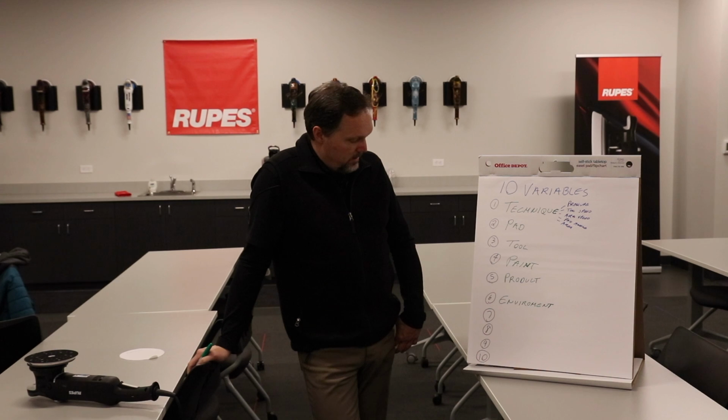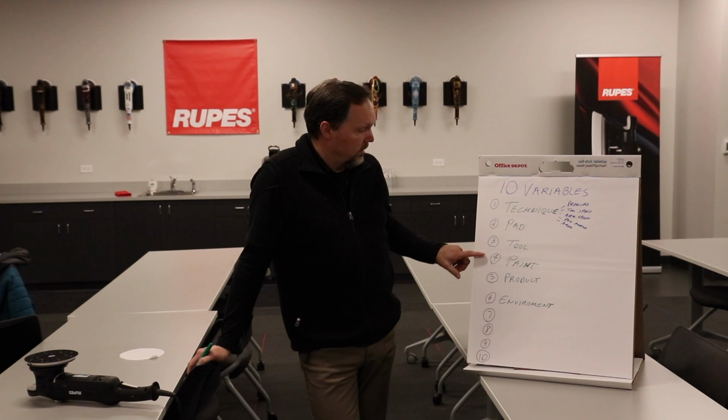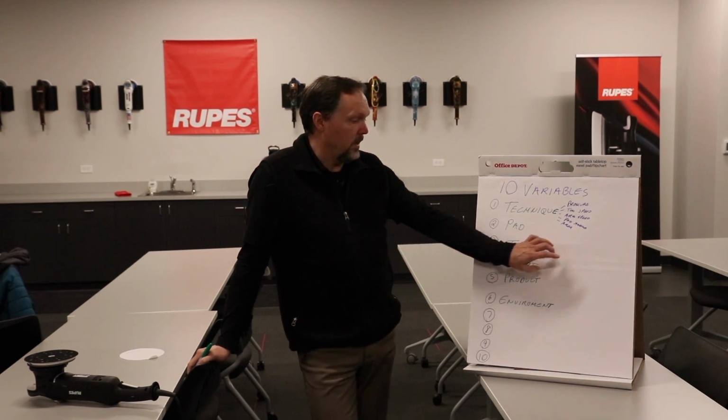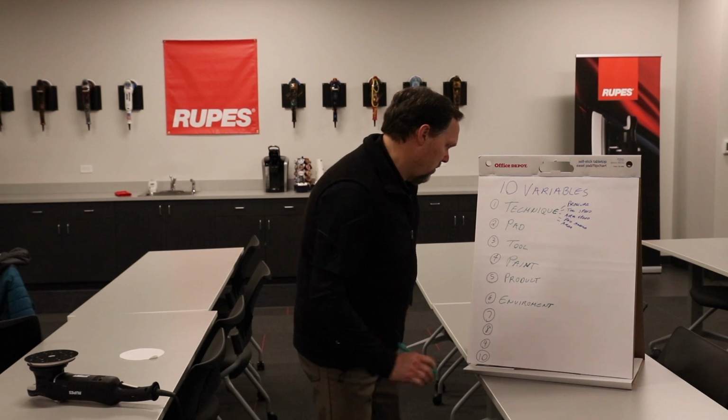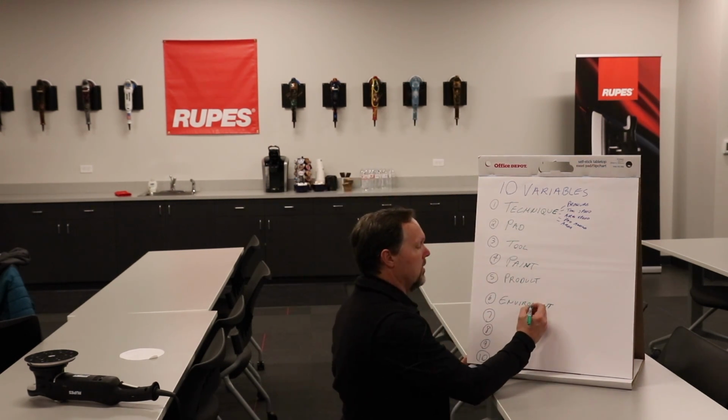How about prep? Prep of what? Preparation of the surface. I'm going to put that in paint. Okay, so your paint condition and the preparation is going to be in there. Environment. There's an N in there, isn't there? Yeah.